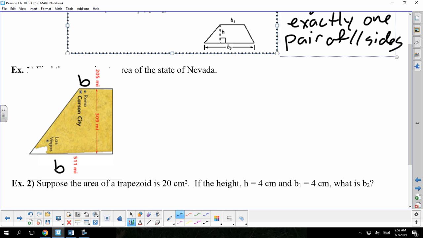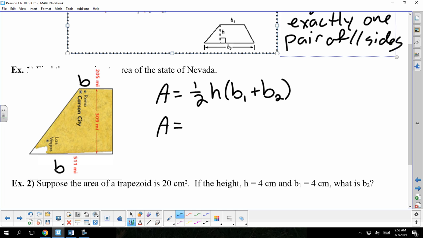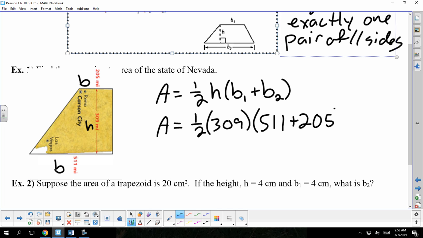So our area, 1/2 the height times base 1 plus base 2. The area, 1/2 the height here is the 309. There's our H. Times 511 plus 205. So put that in your calculator. Make sure you can come up with the correct answer. I'll give you a second to try to solve that.